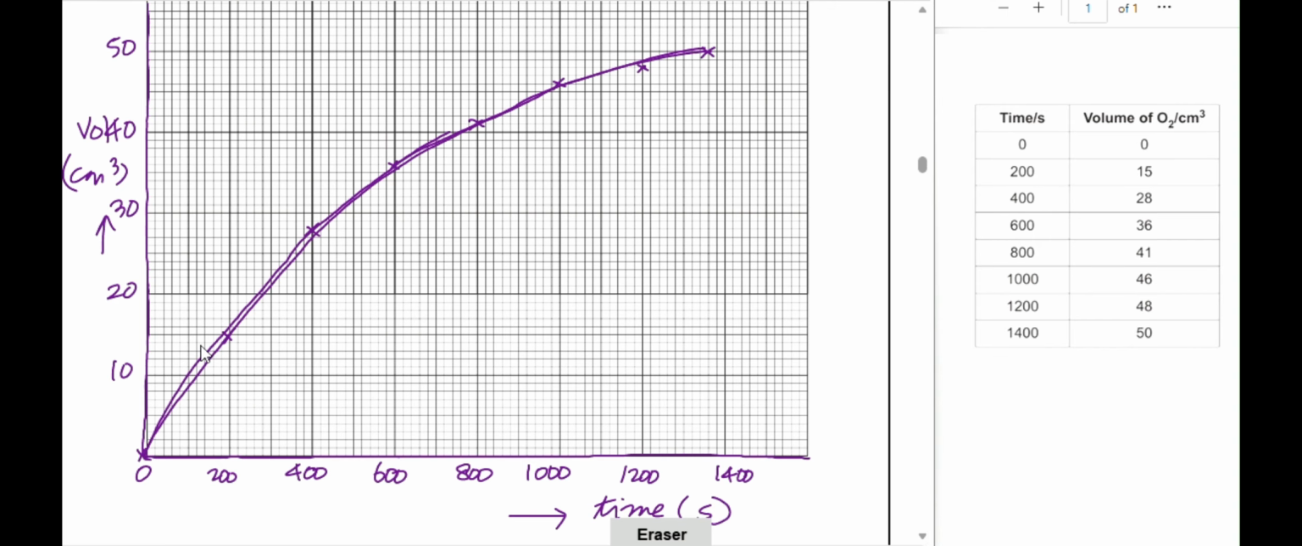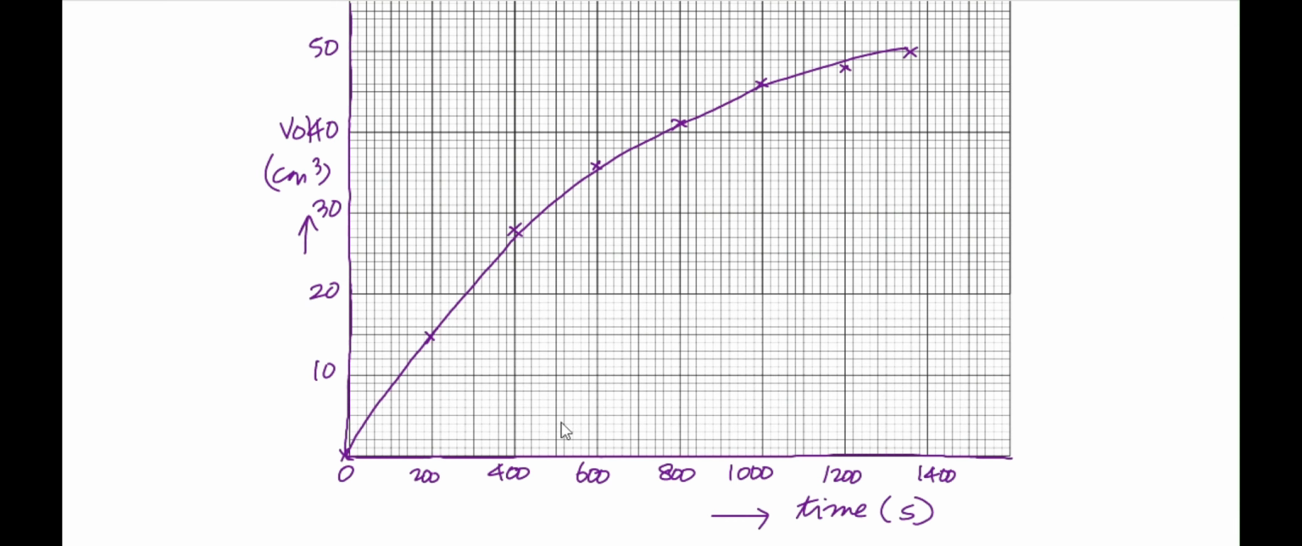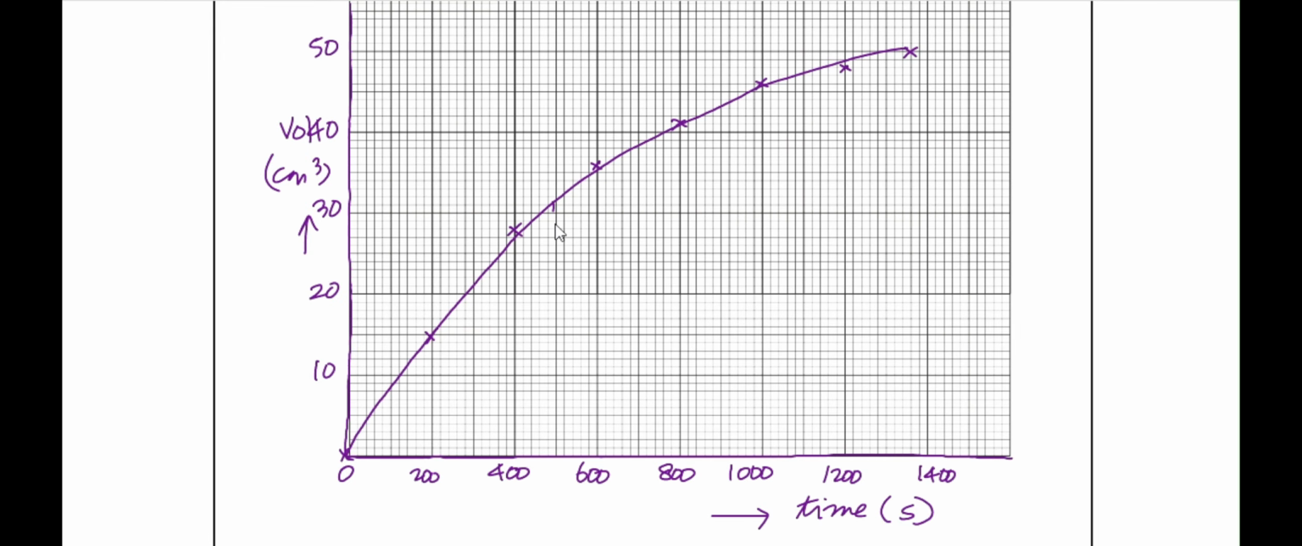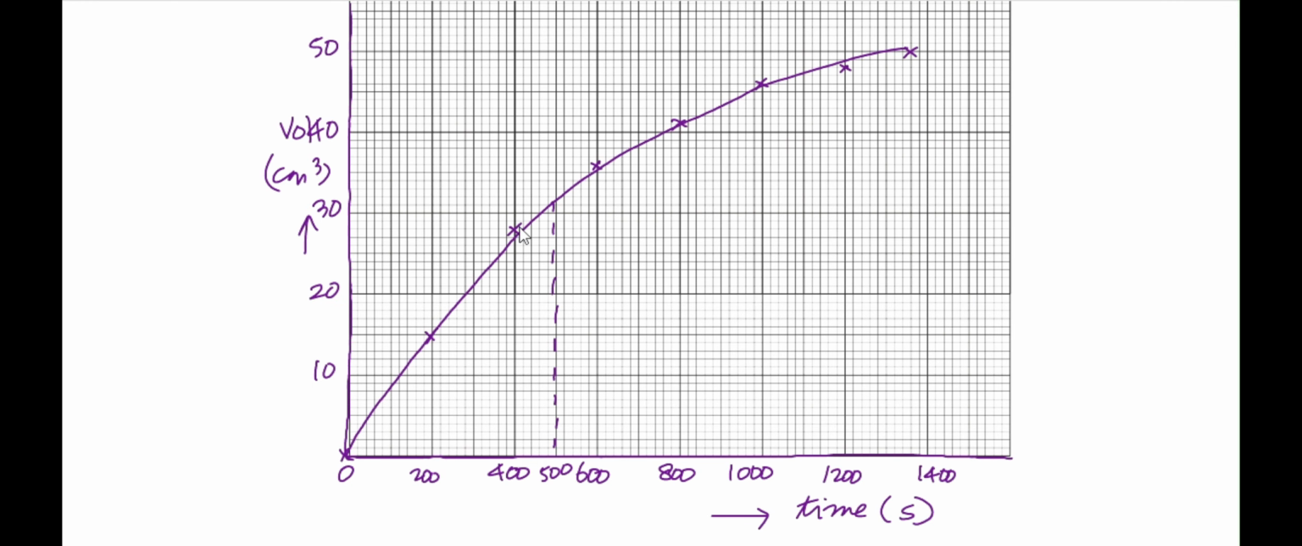Alright, so let me remove the earlier one. Now we have to find the rate of the reaction at t is equal to 500 seconds. That means we have to draw a tangent to the curve at t is equal to 500 seconds. T is equal to 500 is here. Let us show on the graph. Now let us draw a tangent.